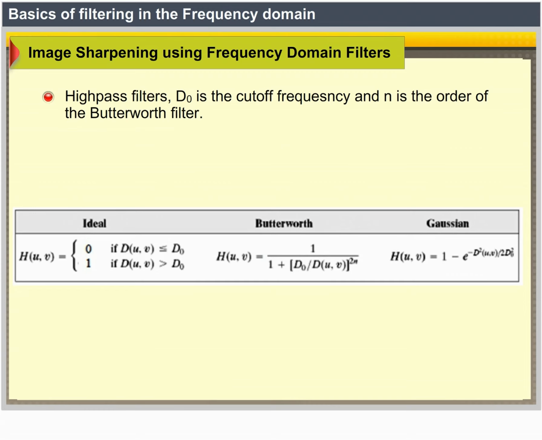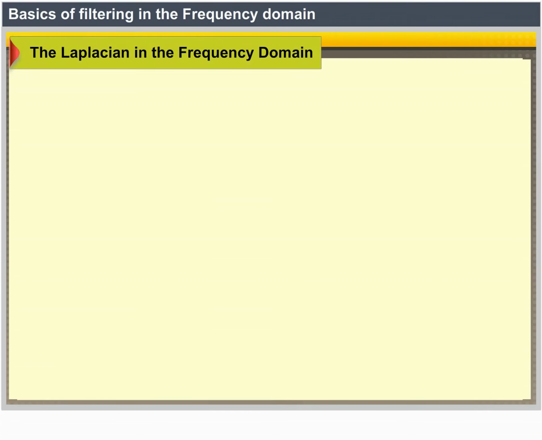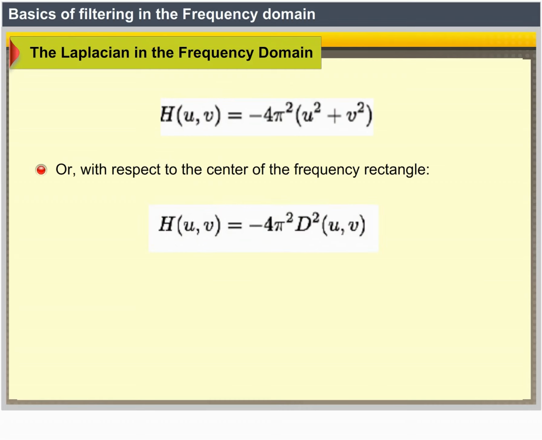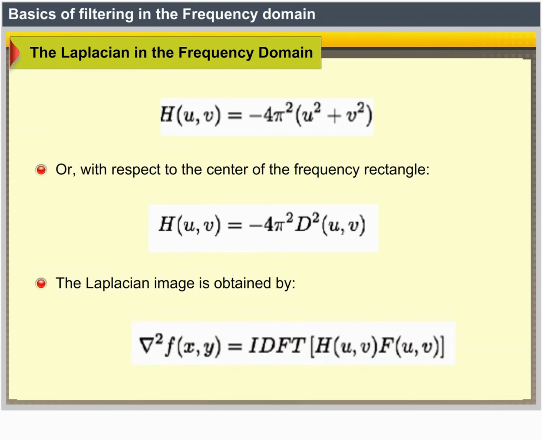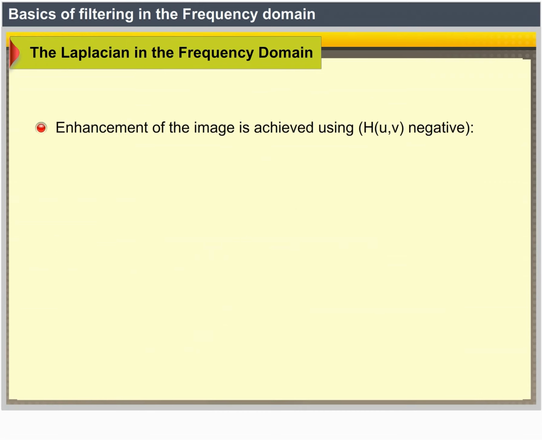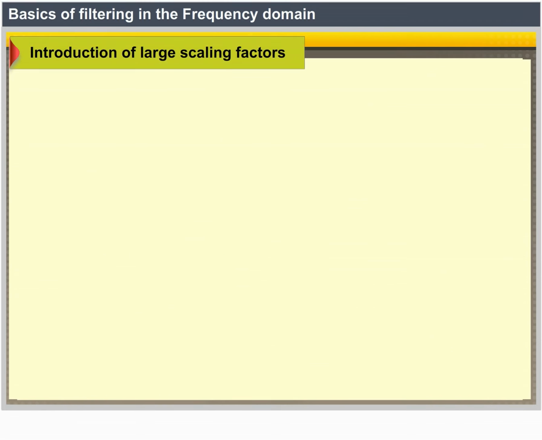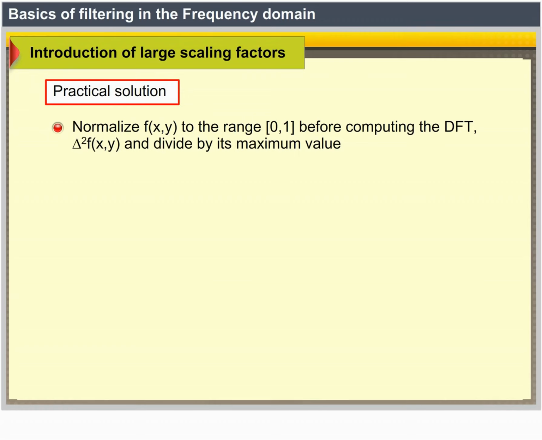The Laplacian in the frequency domain will be as shown on screen, or with respect to the center of the frequency rectangle as shown. The Laplacian image is obtained by the equation shown on screen. The enhancement of the image is achieved using H of u, v negative as shown on the screen. The Laplacian in the frequency domain will be as shown on screen. Introduction of large scaling factors. Practical solution: normalize f of x, y to the range 0 to 1 before computing the DFT, and divide the Laplacian by its maximum value.